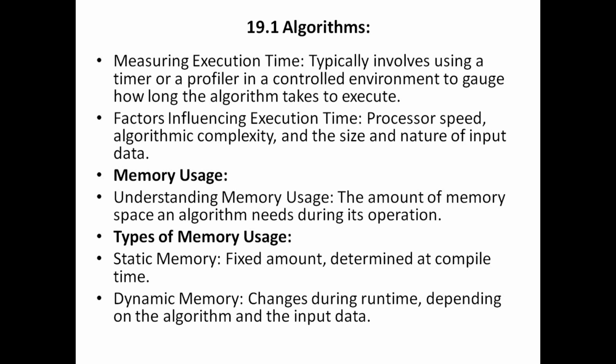Memory usage, the amount of memory space an algorithm needs during its operation. Now there can be two types of memory usage. Static memory means fixed amount of memory, like in arrays you cannot change or resize them. Dynamic memory means you can change the size of your list during runtime.